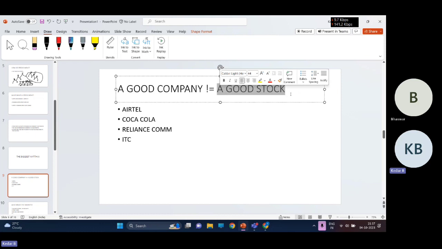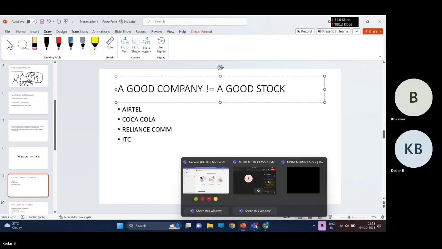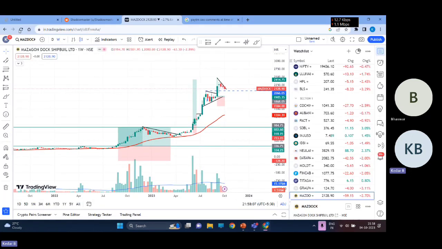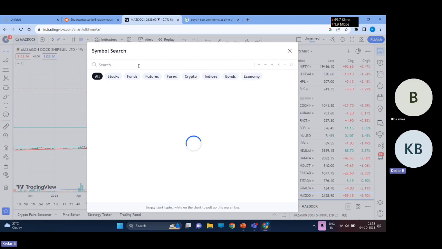So my job is to invest in a good stock, not analyze the company. The company does not matter to me. Even if it's selling some slippers, I mean footwear, or if it's a poorly performing company, it does not matter to me as long as it's a good stock. As long as the stock is in uptrend, it's showing good growth. It does not matter to me the fundamentals of the company.